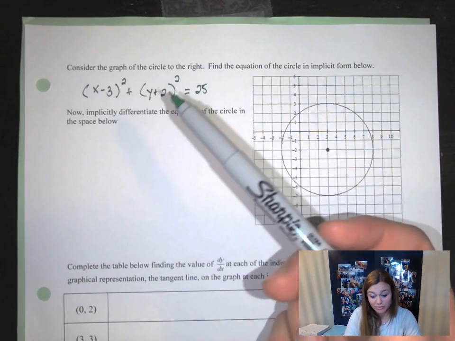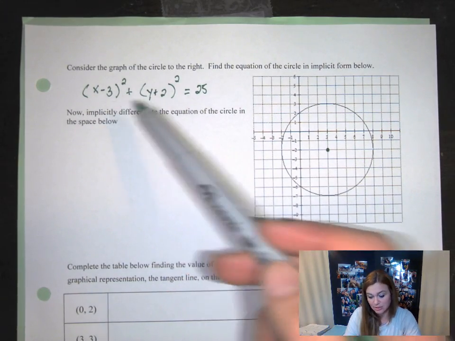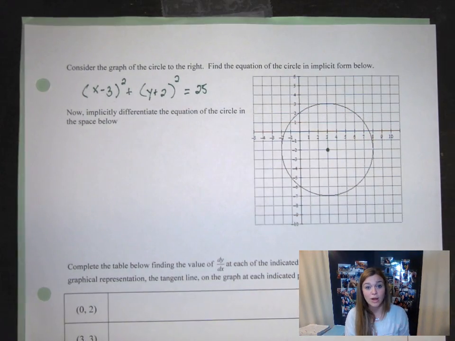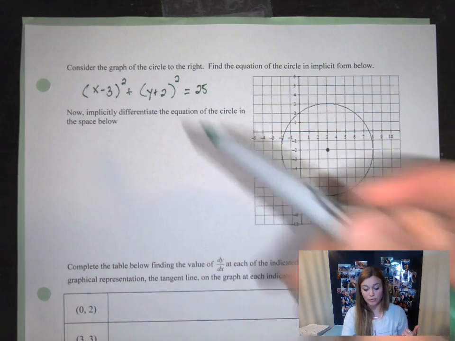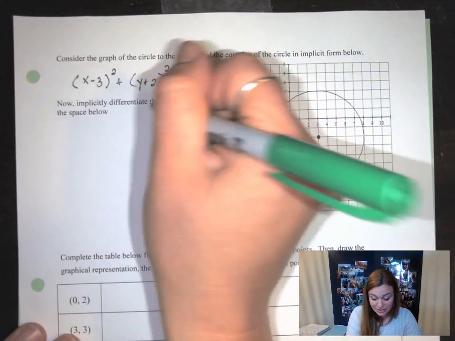The old way, what we would have had to do is square both of these. So actually take x minus 3 times x minus 3, y plus 2 times y plus 2, solve for y, and then it just would have been this whole mess because I would have had y squareds and y's. I don't want to do that. What I want to do is implicitly differentiate.